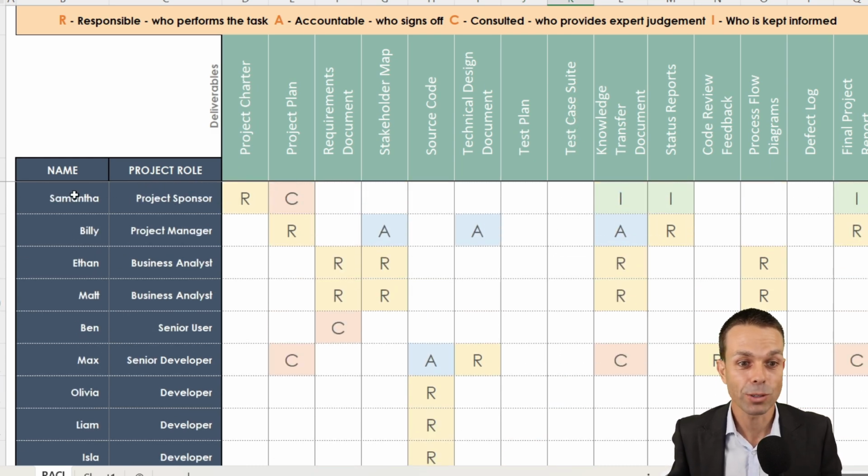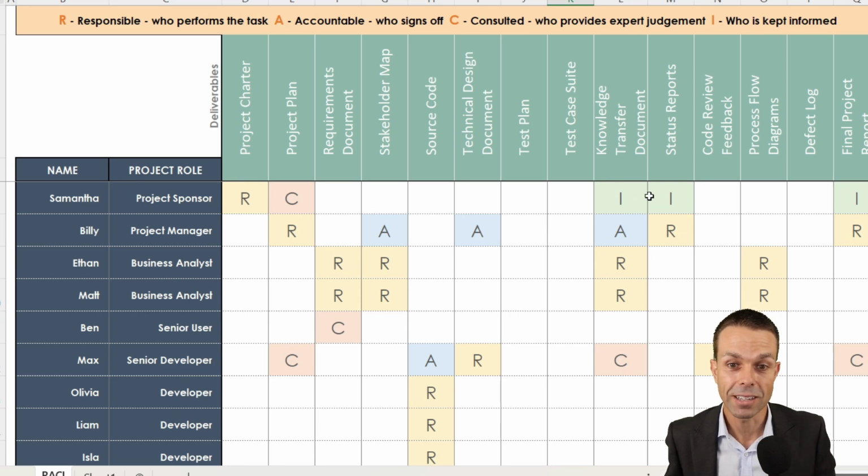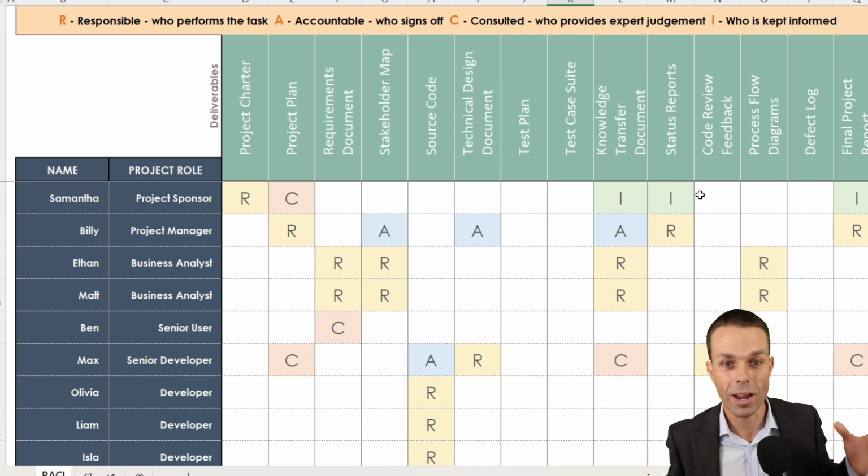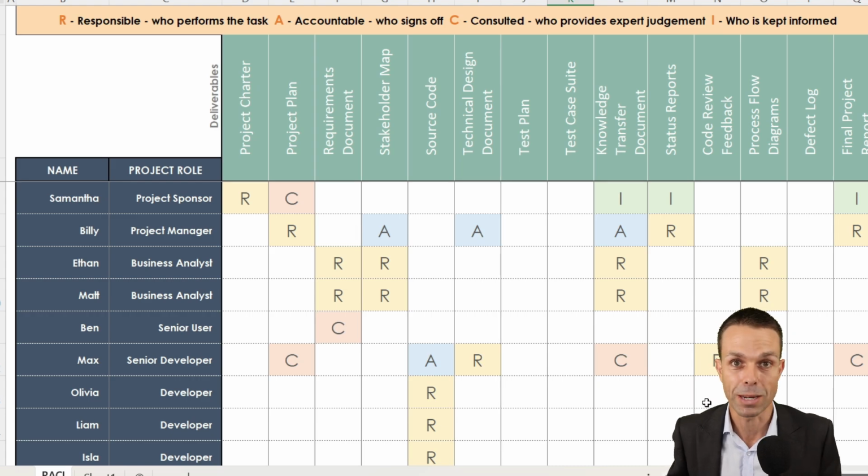Now, on the other hand, we've got Samantha, our project sponsor. She needs to be informed of a lot of things as we're going along, of the status reports on the project and the final project report. So this is a great way. Now everyone is really clear on what they need to do throughout the Pet Buddy project.